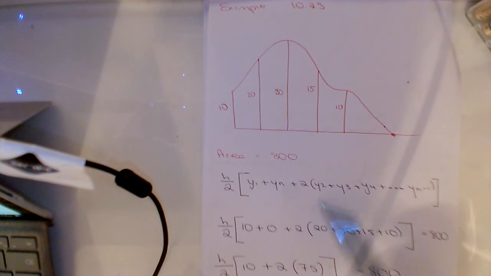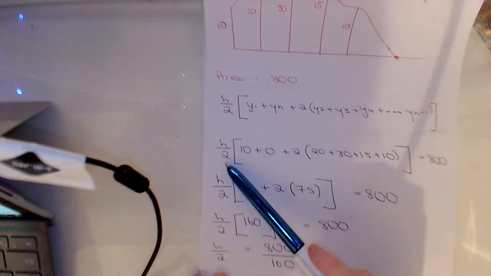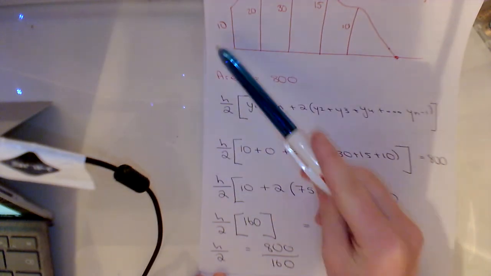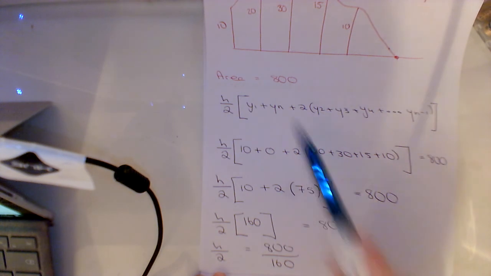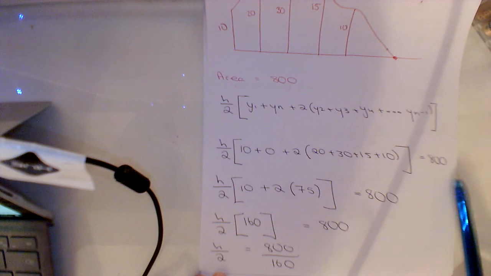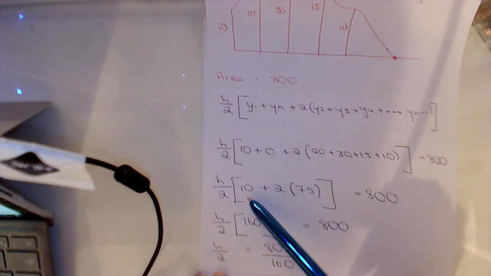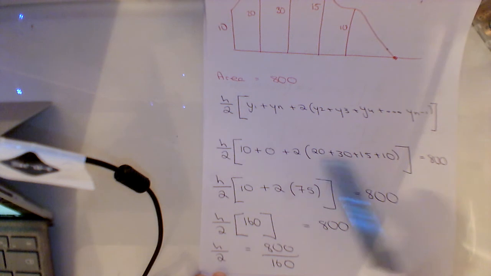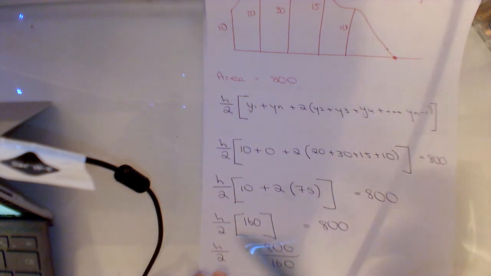So I have h over 2, I don't know what my h is, bracket my first height is 10 plus my last height is 0 plus 2 times 20 plus 30 plus 15 plus 10. And that answer should be equal to 800. So I have h over 2, 10 plus 0 is 10, plus 2, and I add the brackets up, I get 75. So I have h over 2, 10 plus 2 times 75 will give me 160, is equal to 800.